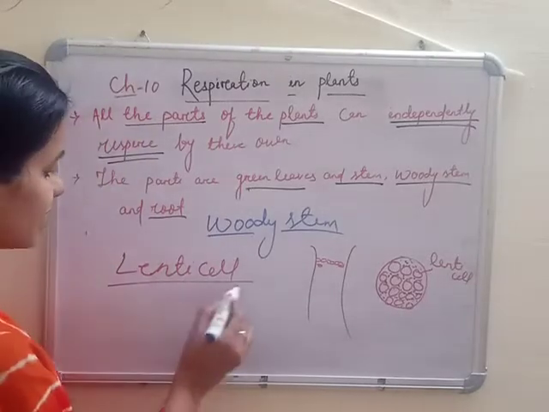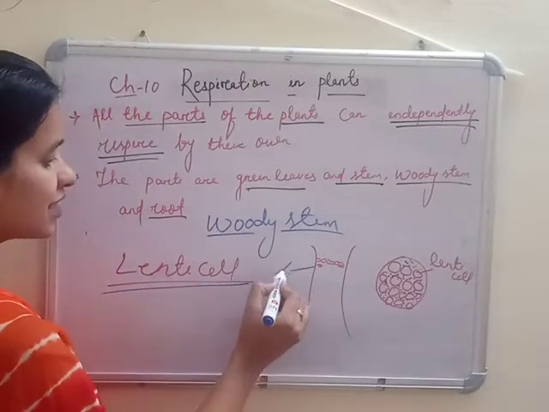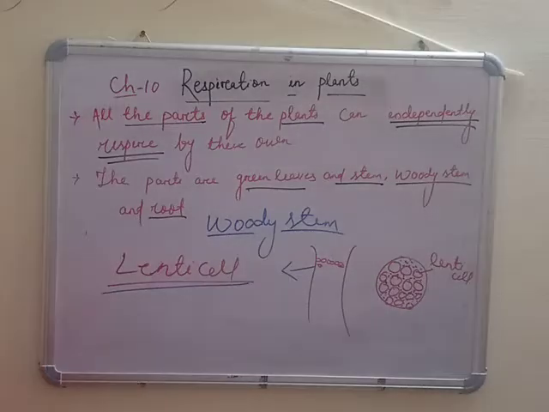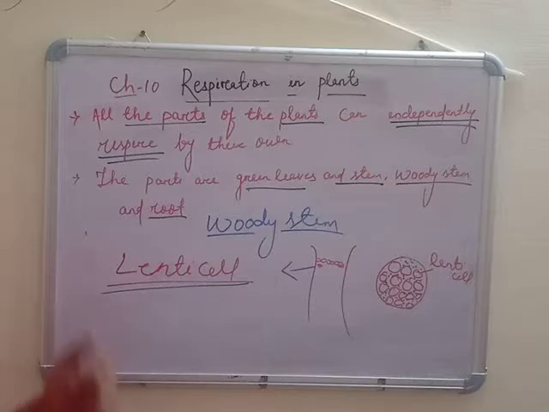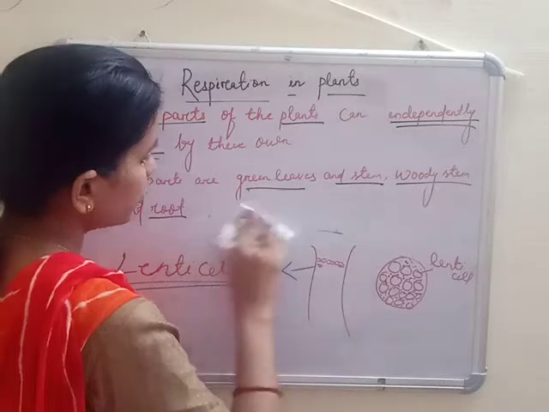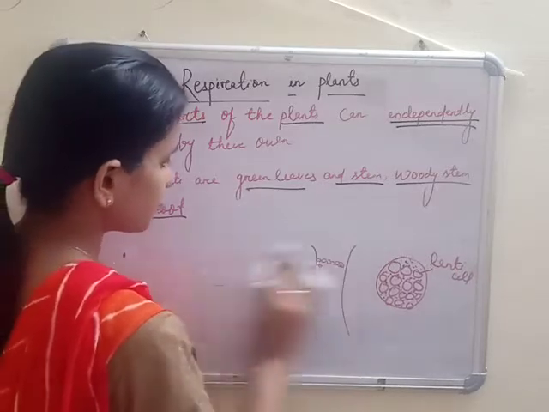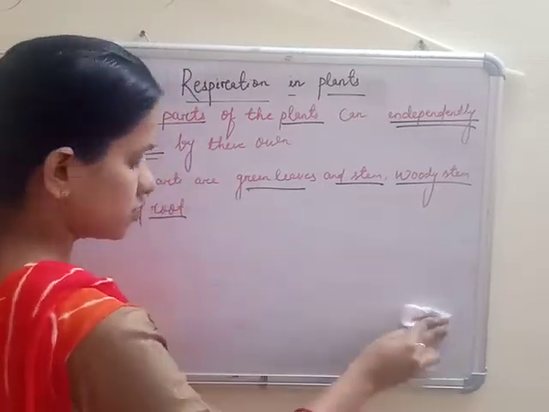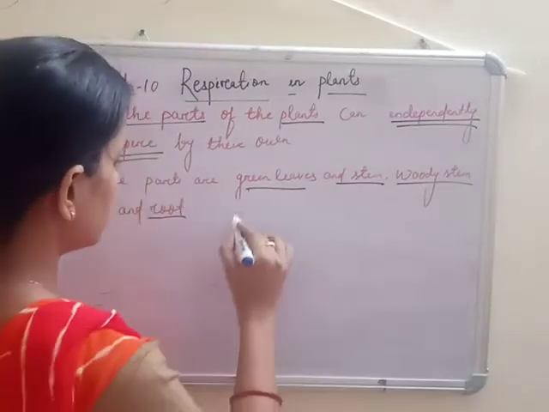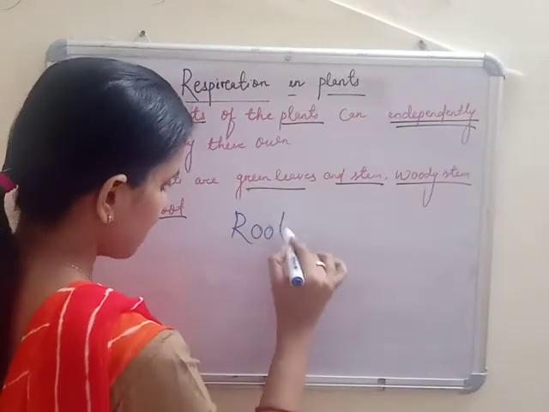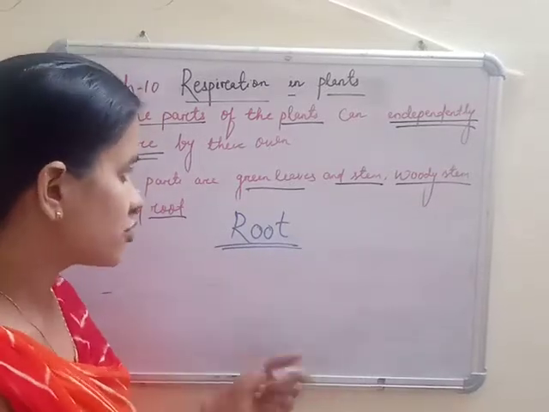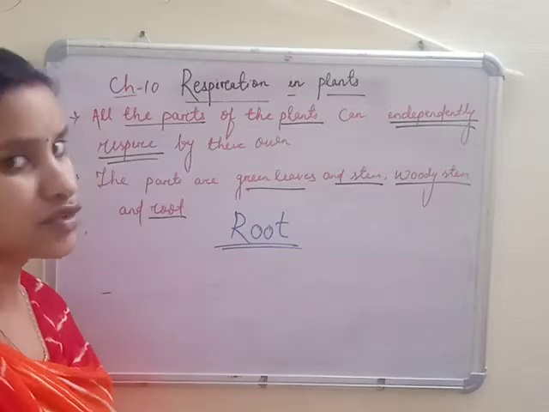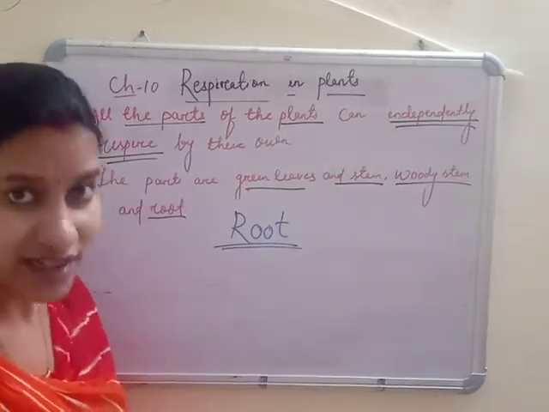So remember this, these are lenticels. The woody stem contains lenticels. Understand? Next, move to the root. Roots are not brown, not green, they are mostly white in color. So how do they respire? Let's see. The root is the white part of the plant, so it is not green and doesn't contain any stomata, and it is not brown, so it doesn't contain any lenticel. Then how does it respire?